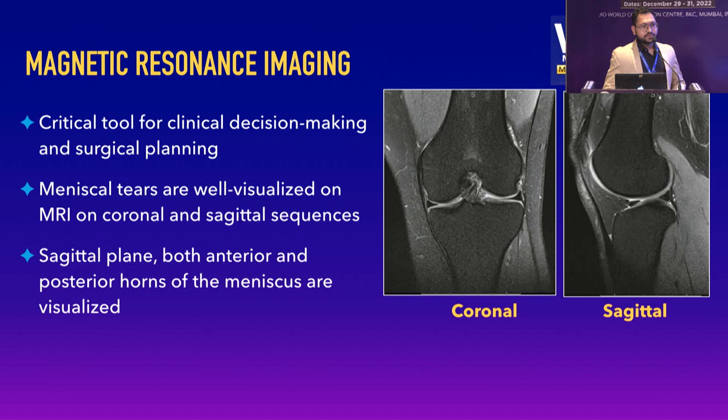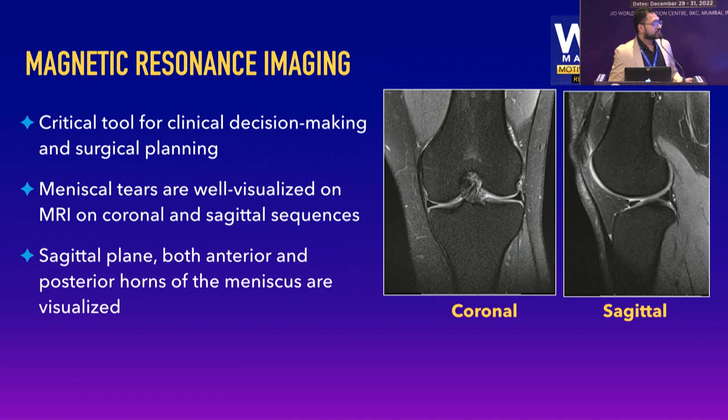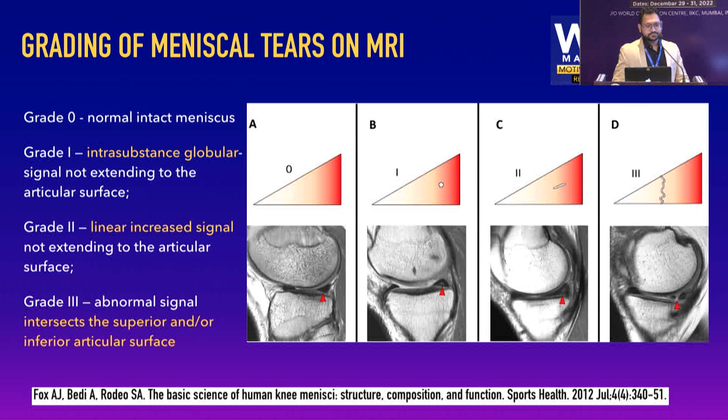Then comes the important part, that is the imaging. MRI is the critical tool for clinical decision making and the surgical planning. Meniscal tears are well visualized on MRI on the coronal and sagittal sequences. In the sagittal plane, both anterior and posterior horn of the meniscus are visualized. That one is the coronal view of the knee joint, and this is the sagittal view. This is the fat suppressed T2 weighted image.